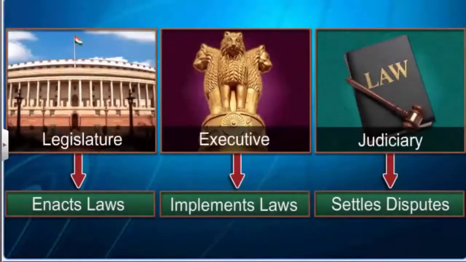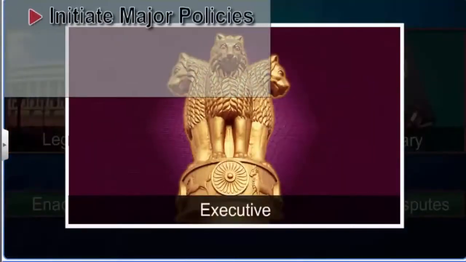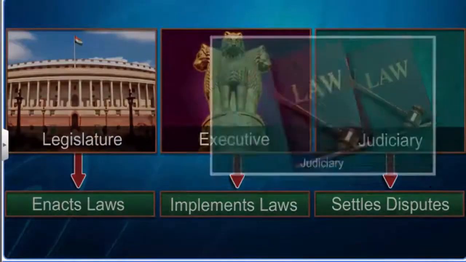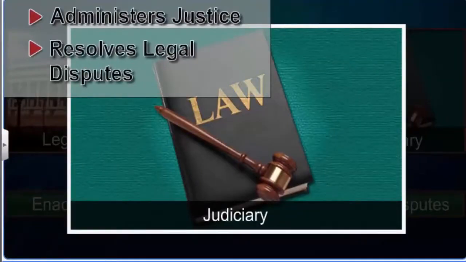The executive is a group of persons with the authority to initiate major policies, make decisions, and implement them on the basis of constitutional laws. The judiciary is an institution that administers justice and resolves legal disputes. All the courts in the country are collectively called the judiciary.